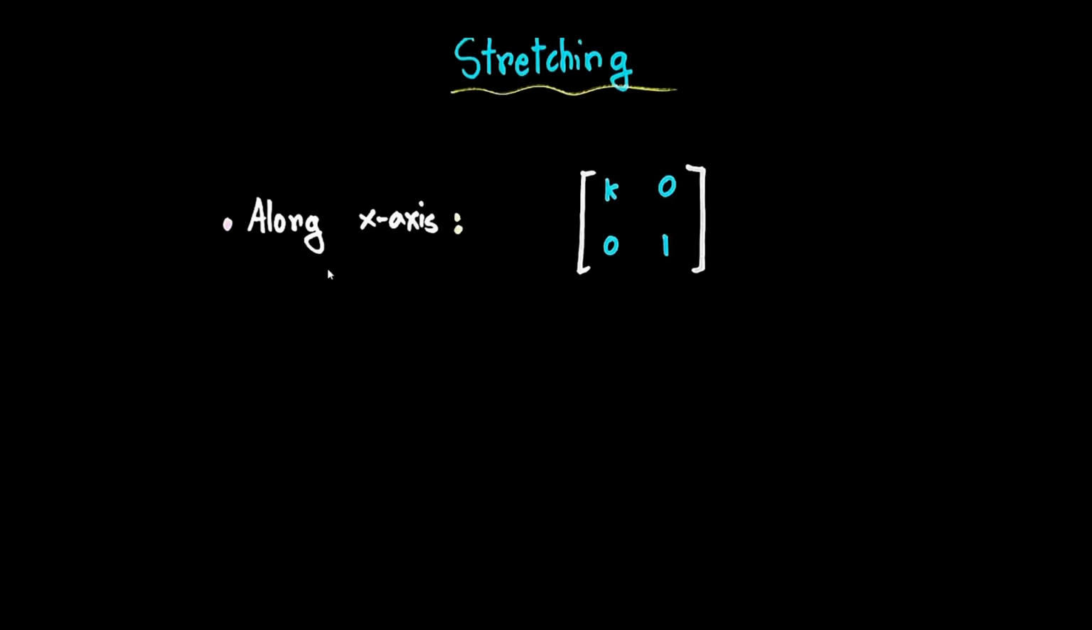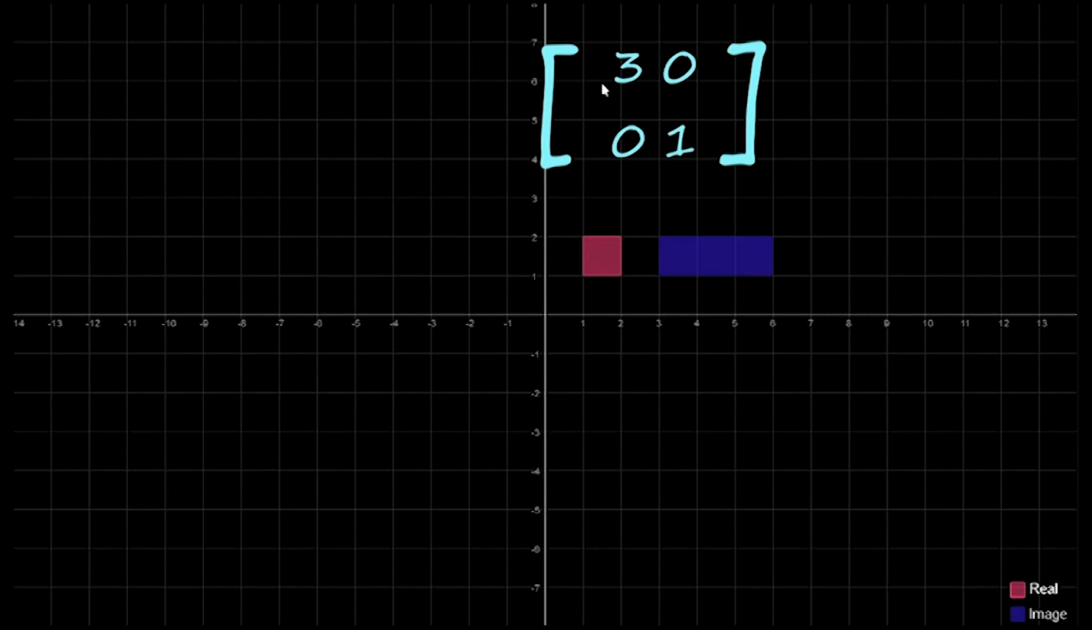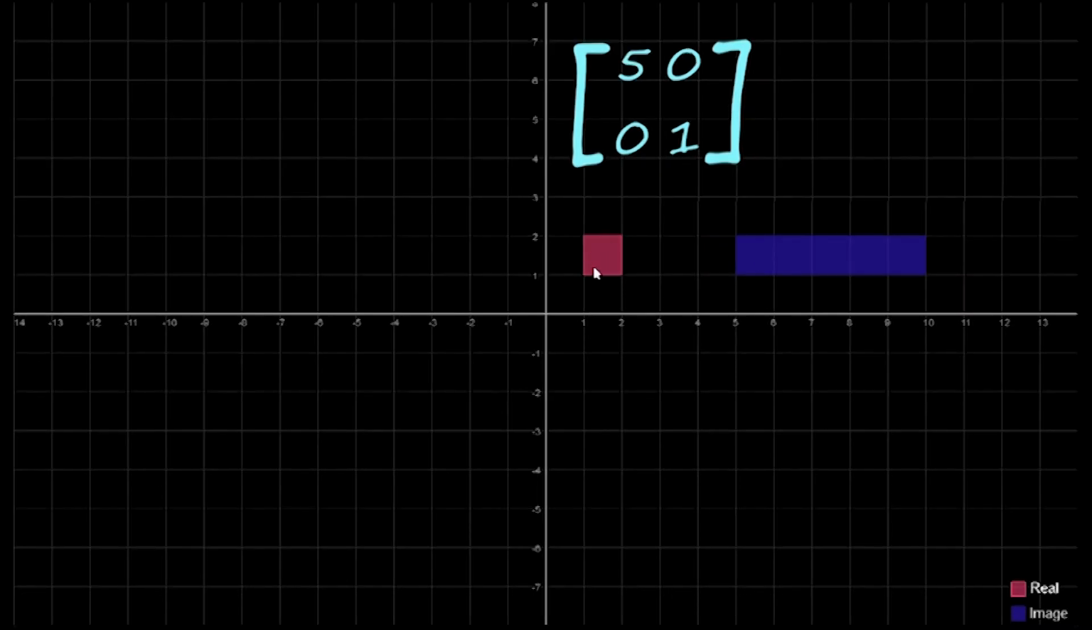A few examples of transformation matrices along the x-axis are [3, 0, 0, 1]. The scale factor here is 3, so every x coordinate in this coordinate system is being multiplied by 3. 1 here is multiplied to 3, 2 here is multiplied to 6, 1 to 3, and 2 to 6. And another example is [5, 0, 0, 1], and every x coordinate in this coordinate system is being multiplied by 5. 1 is being multiplied to 5, and 2 is being multiplied by 5 to produce 10 here as well, and every other coordinate in this coordinate system.